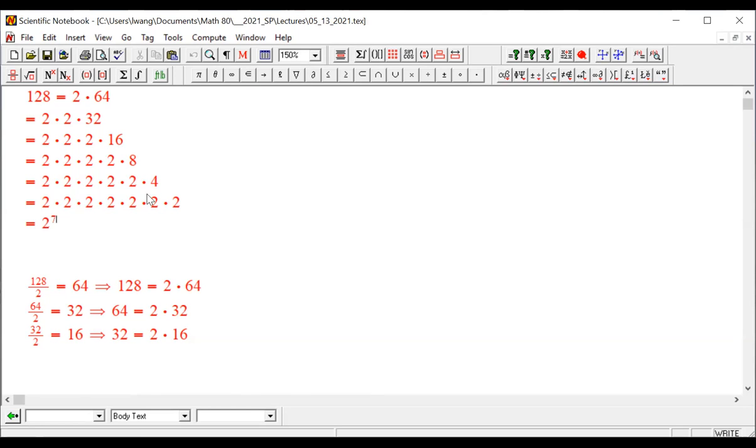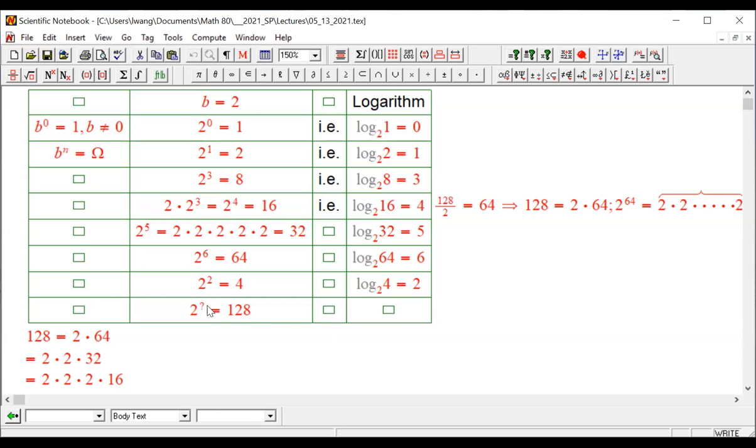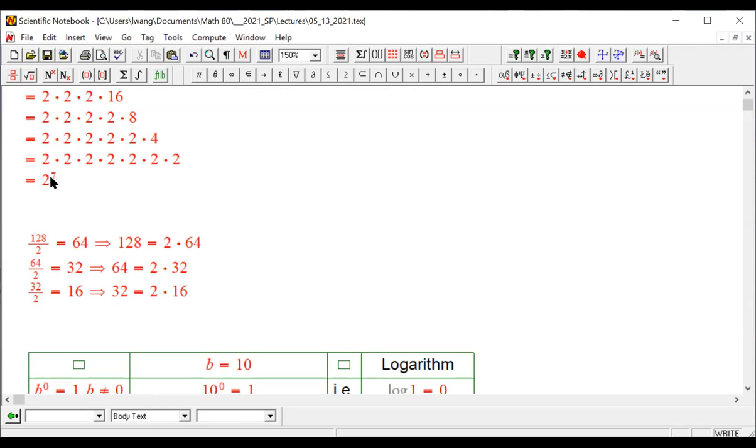128 is 2 to the power 7, not 2 to the power 64. Okay, you better check. When you come up with a number, you have to check it. So now we know that 128 is 2 to the power 7. Where do we take that back to? Right here, 2 to the power 7 is 128. And you got to check it. How do you check it? You go backward. 2 to the power 7 is 2 times 2, 7 times.